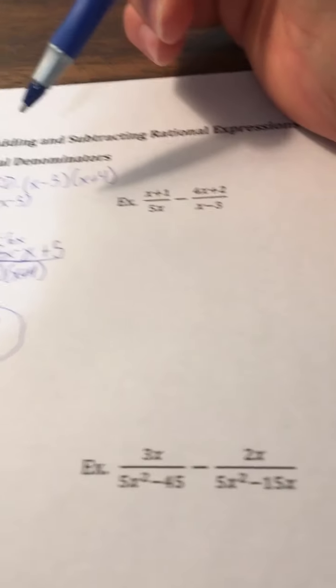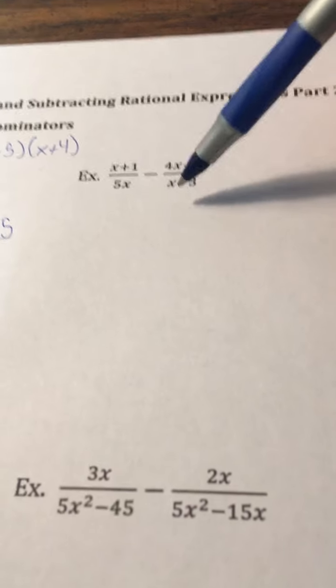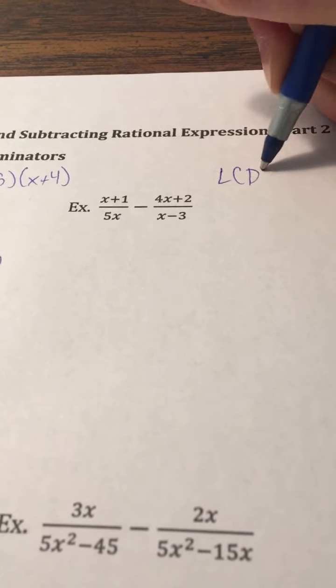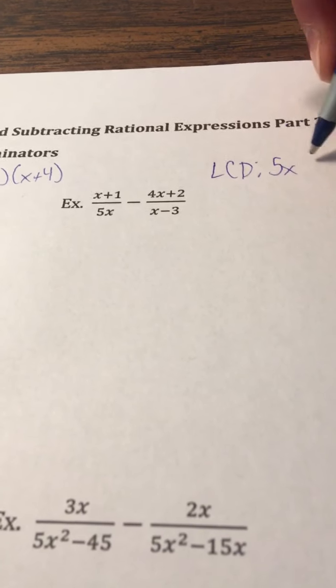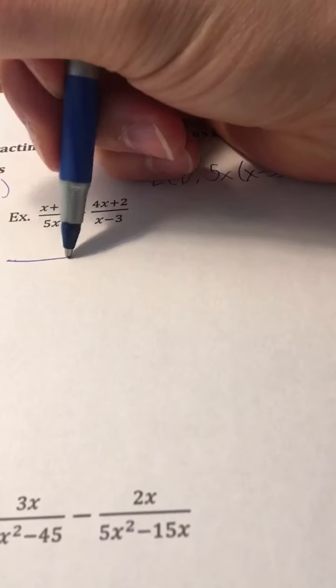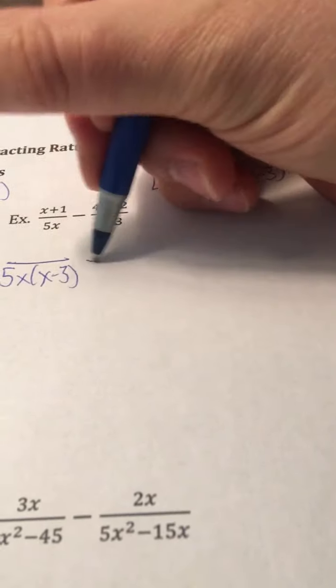Second example, similar problem. I have a monomial and a binomial, nothing that can be factored. So I'm just going to put these things together. My LCD, least common denominator, is 5x times x minus 3. So I need to change both fractions into something over 5x, parentheses, x minus 3.